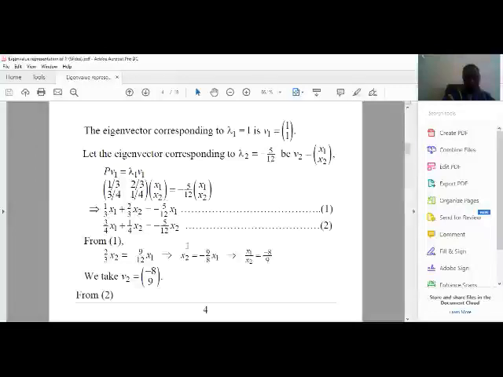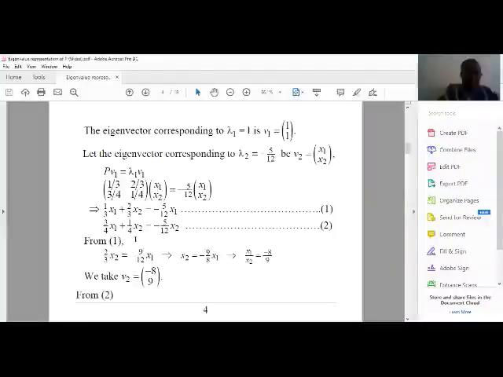So we have two equations with two unknowns. We solve them simultaneously. But these equations cannot be solved simultaneously. You just use one of the equations to work, because when you determine the matrix here, it will have a determinant of zero. So this equation cannot be solved. So you just pick one of them and use it to find the representation of the second eigenvector.